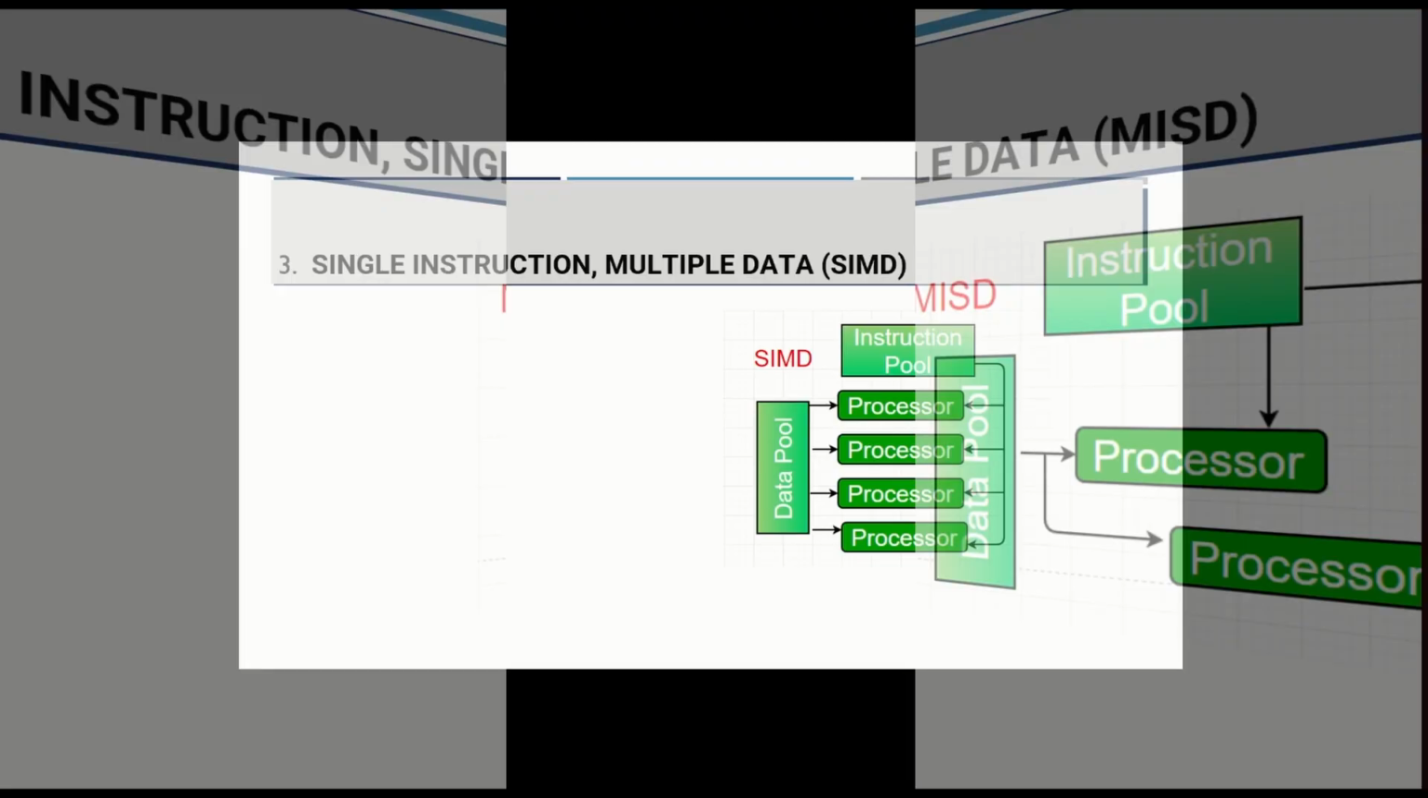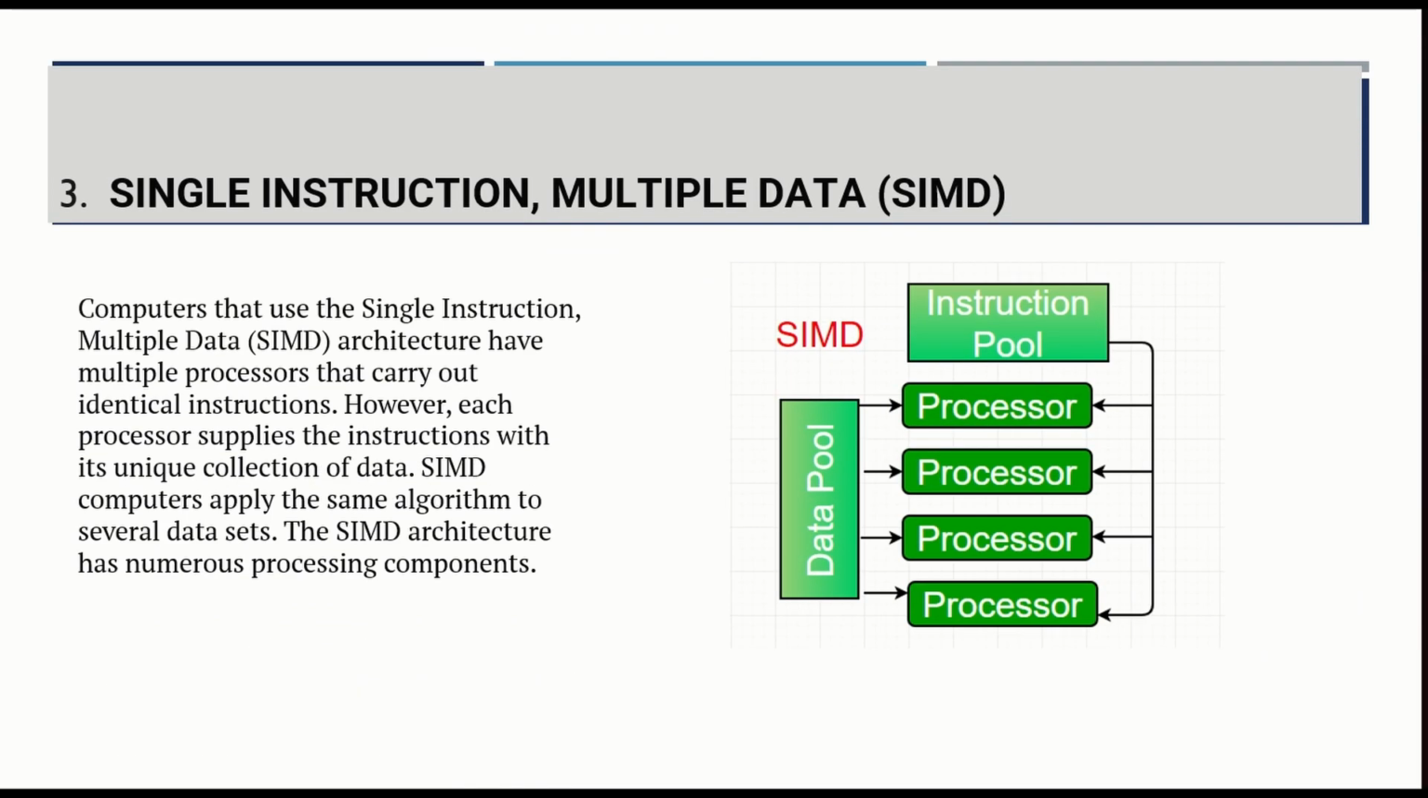Next one is single instruction, multiple data, SIMD. Computers that use the single instruction, multiple data architecture have multiple processors that carry out identical instructions. However, each processor supplies the instructions with its unique collection of data. SIMD computers apply the same algorithm to several data sets. The SIMD architecture has numerous processing components.